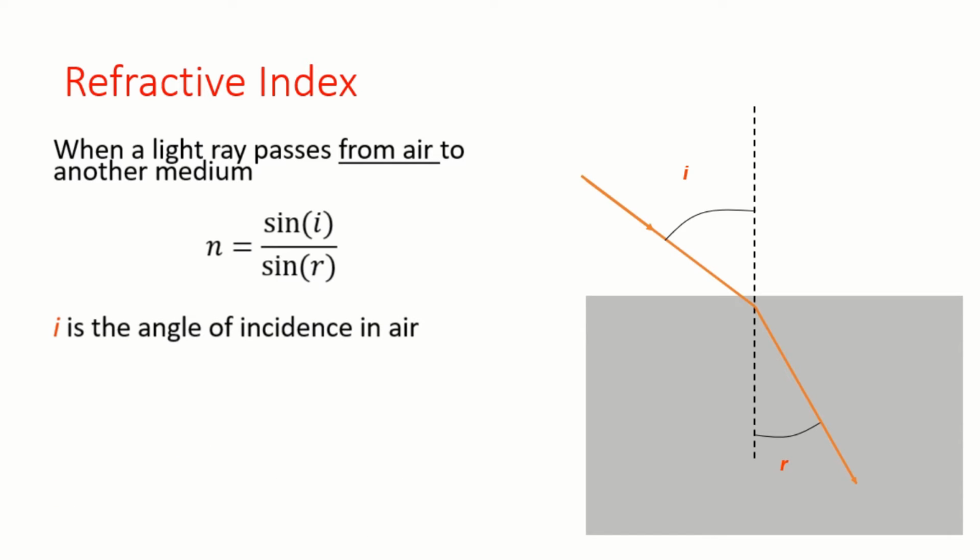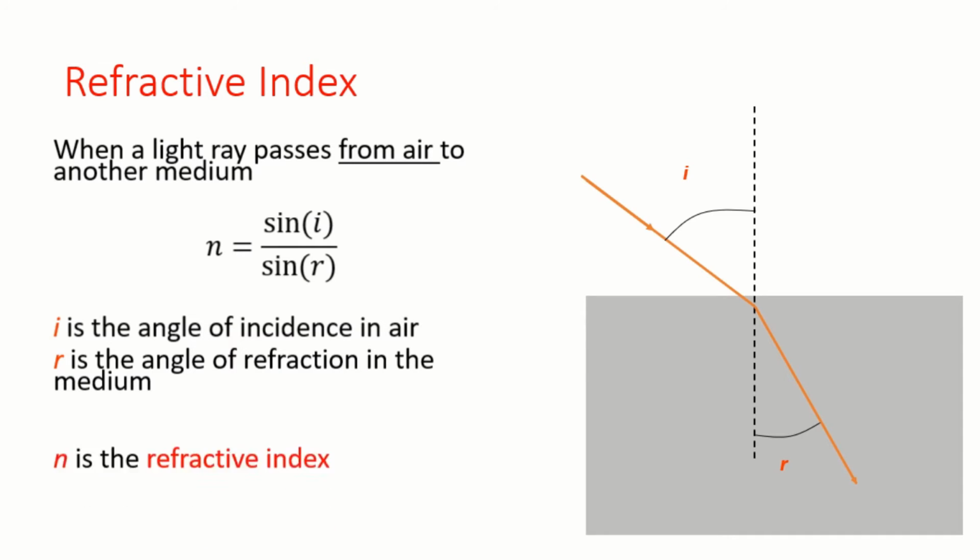Here in this case, we call I the angle of incidence. And again, that's measured in air for using this equation. R is what we call the angle of refraction, and that is inside the medium. So in this case, inside the grey box. N is just this quantity, the refractive index.